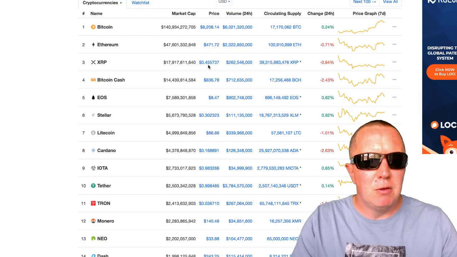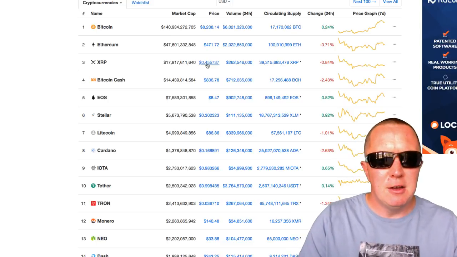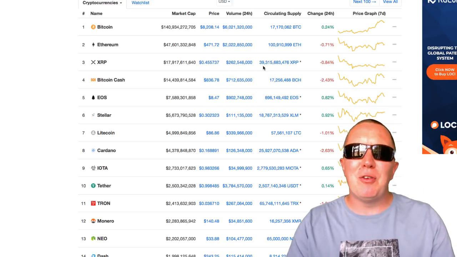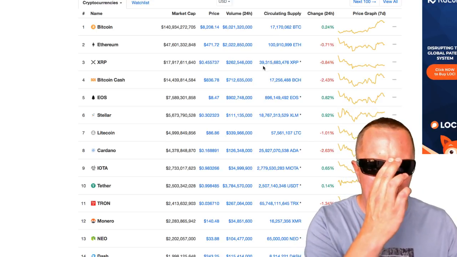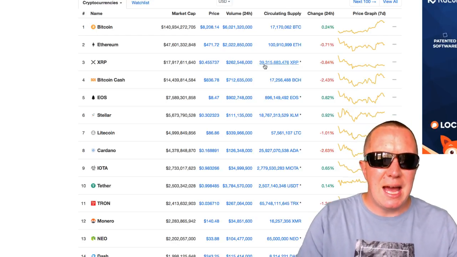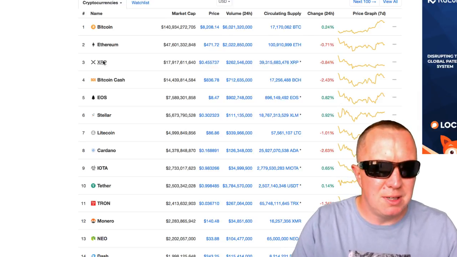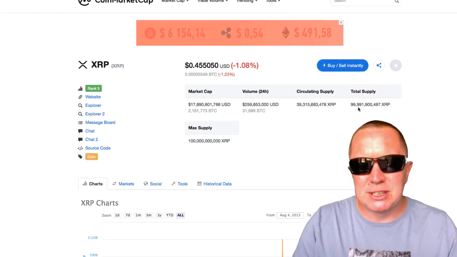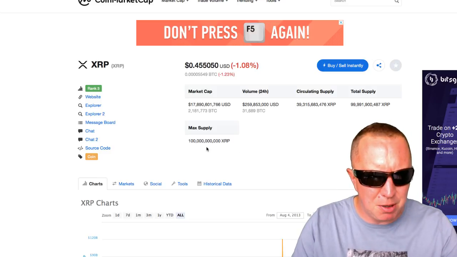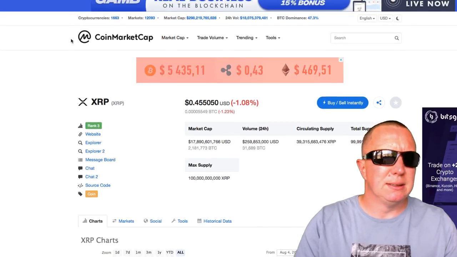And the same with Ripple. Ripple's only 45 cents a coin, but the circulating supply is 39.3 billion coins on the market. So you can see with 39.3 billion coins how much money you'd have to pump in to get a price like Bitcoin. Ridiculous. The actual total supply of Ripple is 99.9 billion. I believe max supply is 100 billion coins.